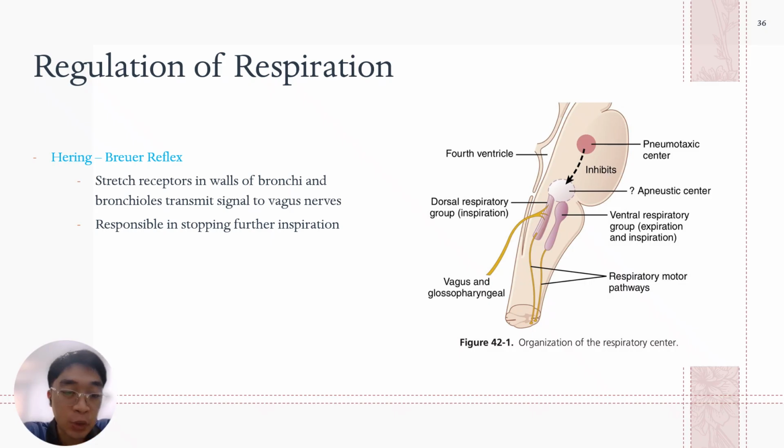So if you breathe in too much air, and the stretch receptors sense that there is already too much air, they transmit signals through the vagus nerves to tell, just like the pneumotaxic center, to inhibit further respiration. Okay, so that is your Herring-Breuer reflex.